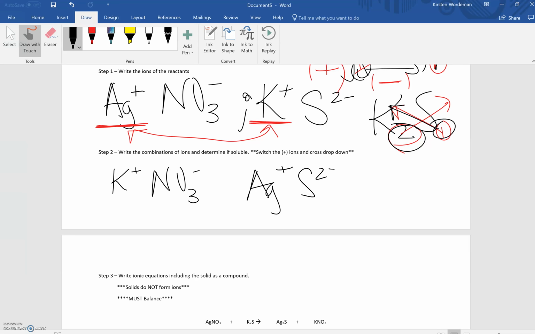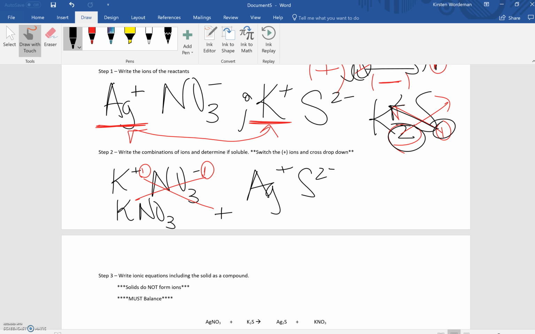Now remember, to form that actual compound, you have to cross drop down. That means you're taking your charges, taking just the number, and cross drop down to get how many of each you need in your compound. So for the first one, you have your potassium, which is K, bringing down the number 1, which we don't write. And then we have NO3, and once again bringing down the number 1, which we don't write, to give our final compound of potassium nitrate.